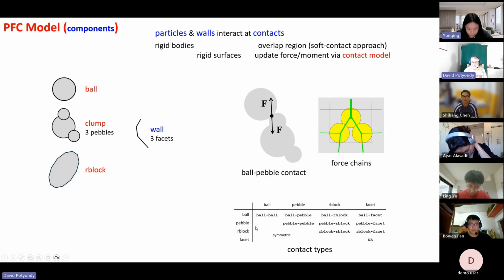Okay. And there's different types of contacts depending upon who are the guys. Is it a wall hitting a rigid block? Is it a wall hitting a ball? Usually you don't need to care about that, but sometimes you do.